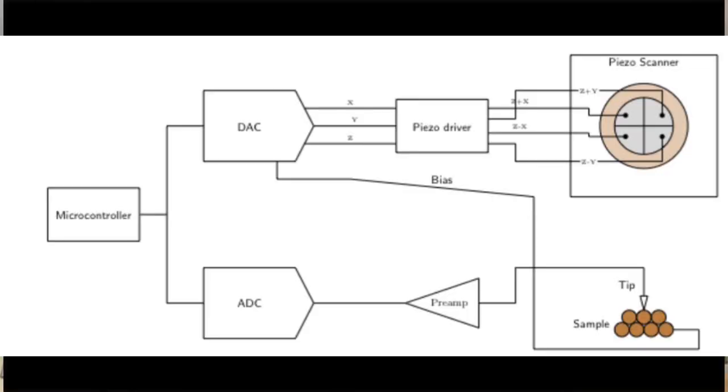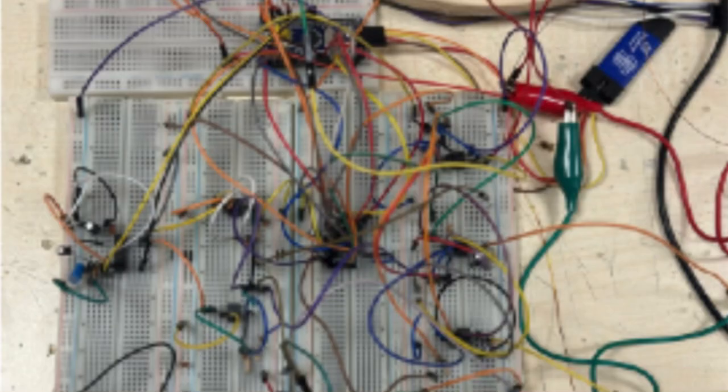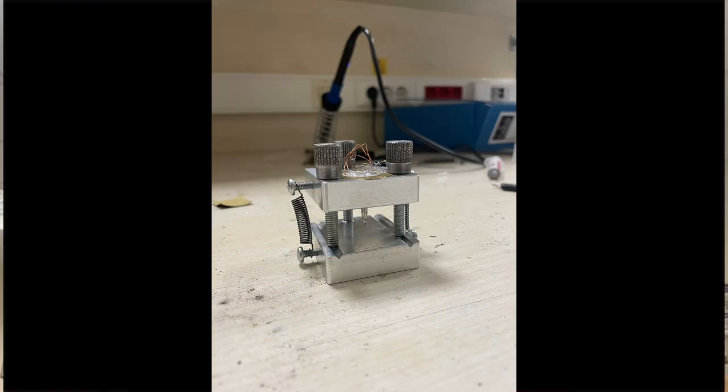Then there's the electronics part. We actually have 4 different electronics. First, we have a preamplifier. We get the current from the tip, which I mentioned is really small, and we amplify it. Then the amplified current goes to the motherboard, where we have ADC and DAC components. Here we transfer the current data to the microcontroller, and from there we also give voltage to the sample, and we control the piezo driver.